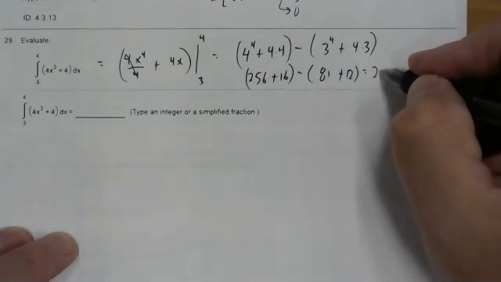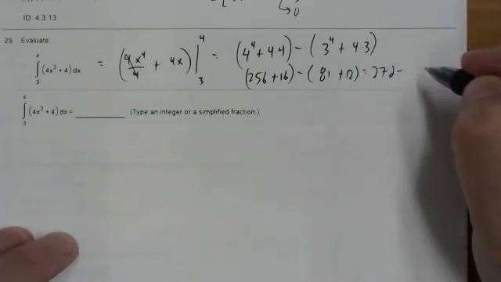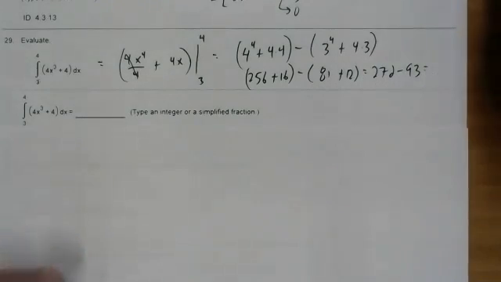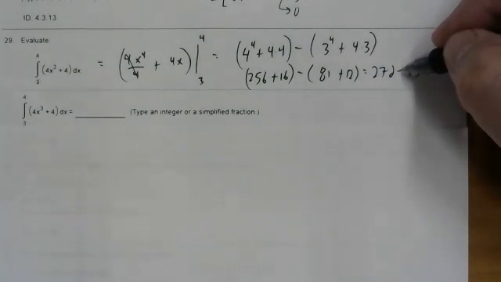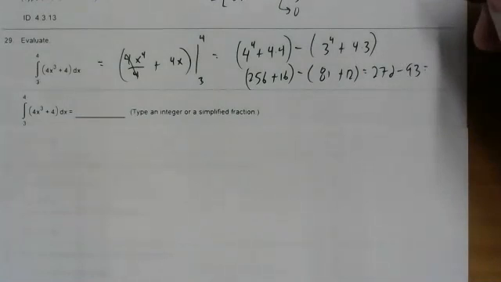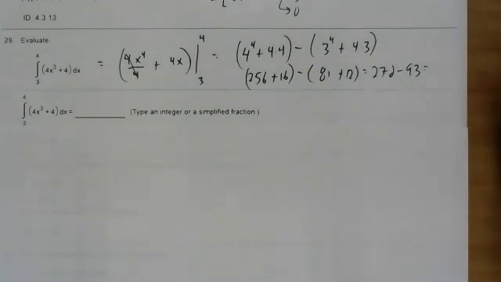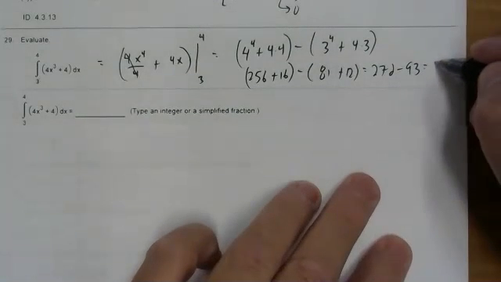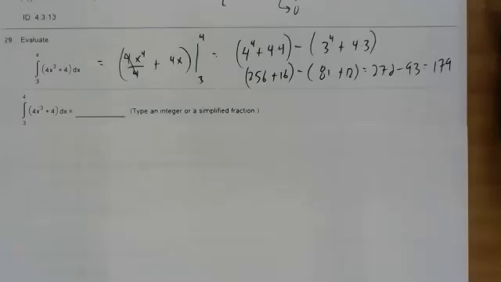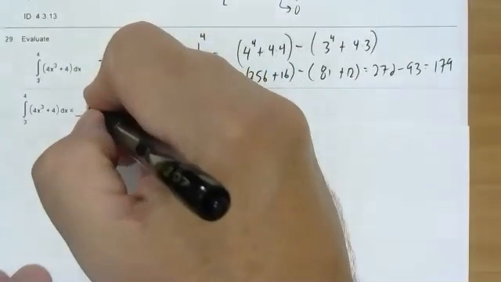So this is 272 minus 93. If I did that in my head, I'm going to guess 172. I'm going to guess 181. I don't trust my head. See, 179. I was wrong. Hopefully that's correct. And that is.